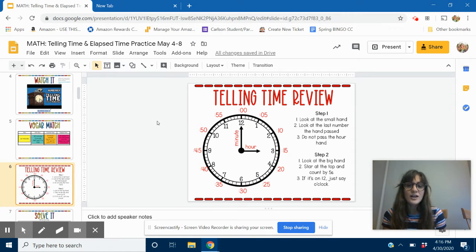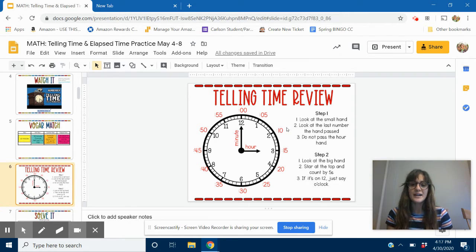Step 1 says look at the small hand. Look at the last number the hand passed. Do not pass the hour hand, okay? So if you look at the hour hand here, it's pointing right at the 3, okay? If the hour hand were to be pointing just past the 3, say it's pointing like right here or so, then it would still be in the hour of 3 all the way up until it hits the 4. Then we'd be in the hour of 4.